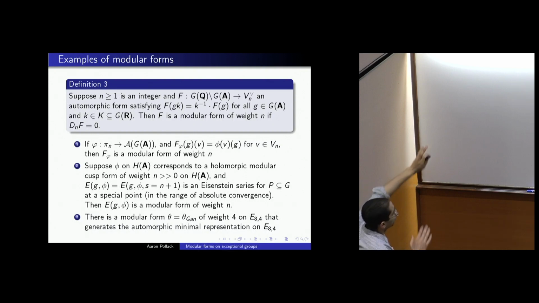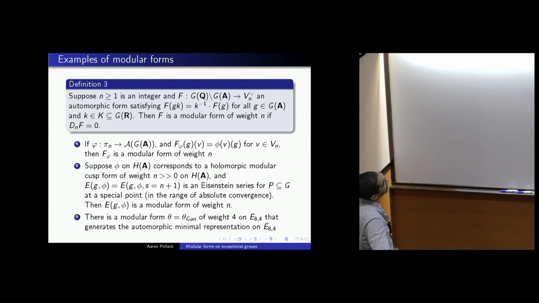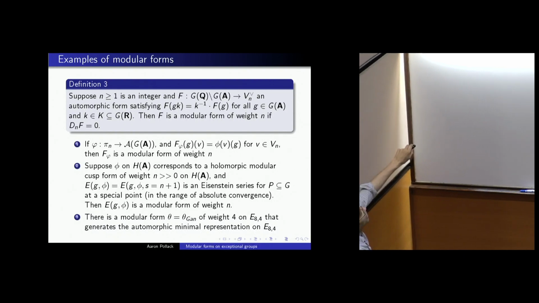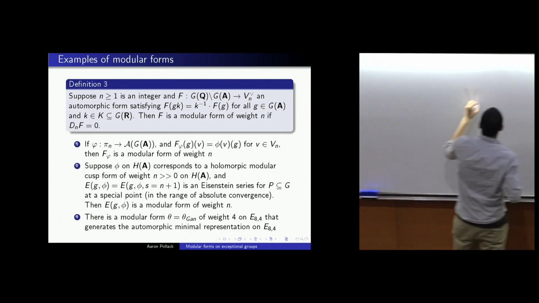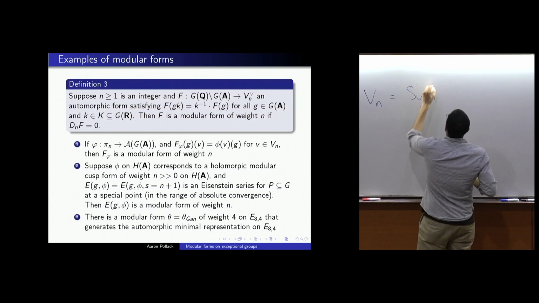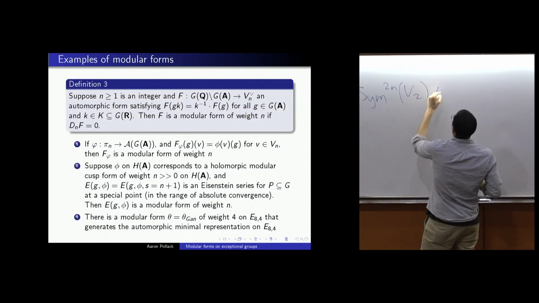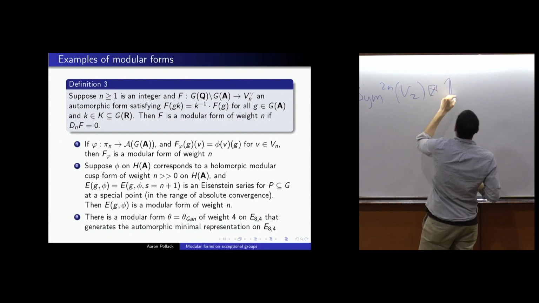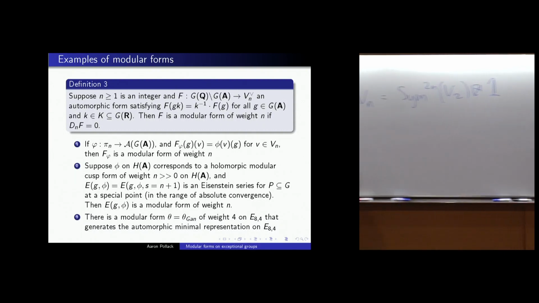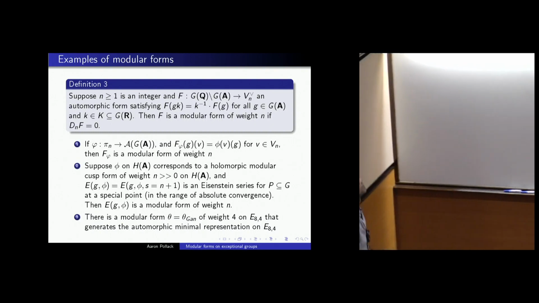Okay, so you can broaden the definition of modular forms just a little bit, which can be helpful. So what is the definition? Take one of these groups G, fix a positive integer n, and suppose you have an automorphic function from G of the adeles mod G(Q) to this dual of V n. So let me just write down. V n is always this 2n symmetric power of the two-dimensional representation of SU(2), tensor a one-dimensional representation of some group L, which I've not told you what it is.